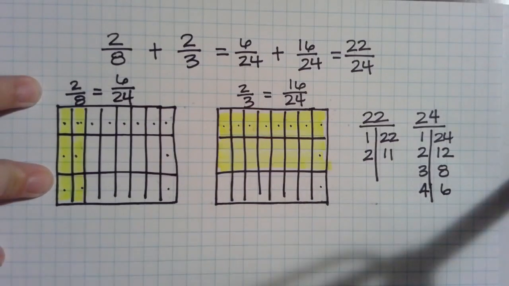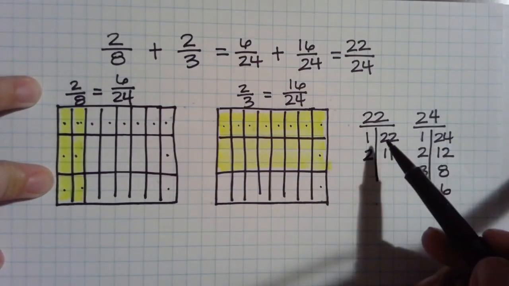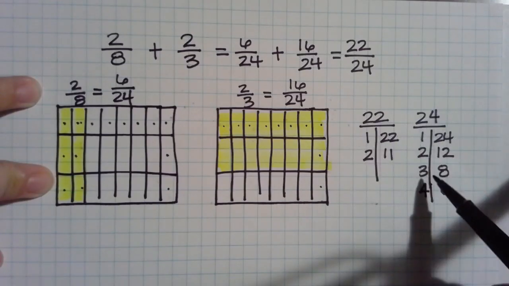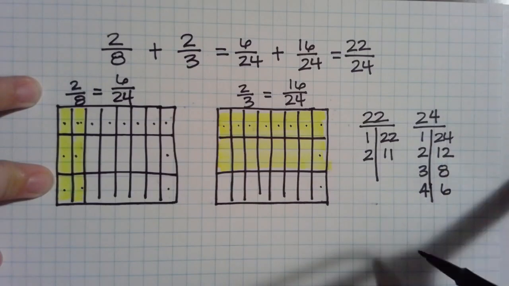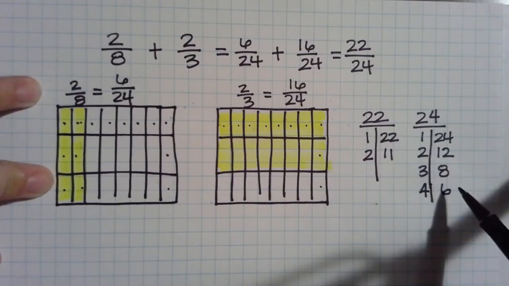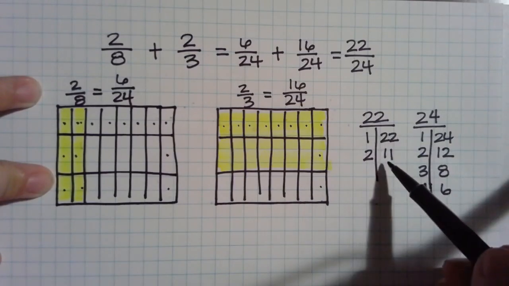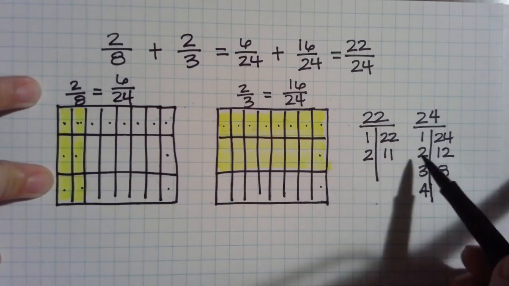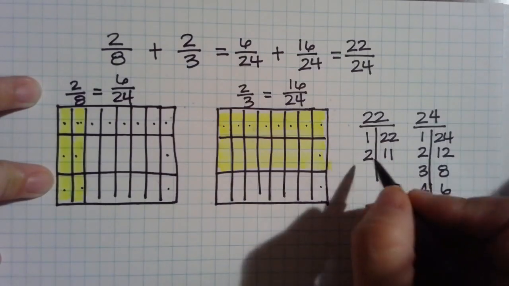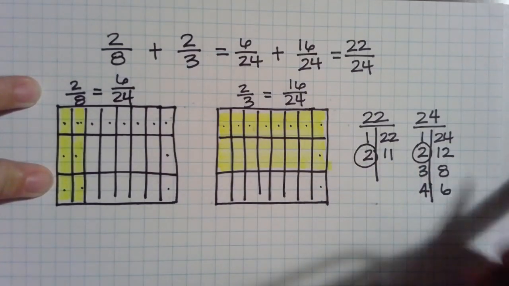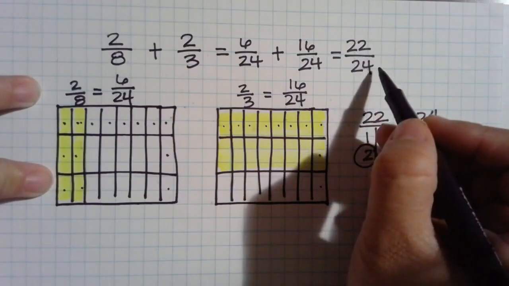Okay? So we can see that the factors for 22 are 1, 2, 11, and 22. For 24, we have 1, 2, 3, 4, 6, 8, 12, and 24. So I know that the highest factor, or the greater factor, is 22 on this list, but it's not on this list, so I'm not using that one. 11 is not on this list either, but the 2 is on both lists. That's the greatest common factor. That's the factor that I'm going to use to simplify the 22/24ths.